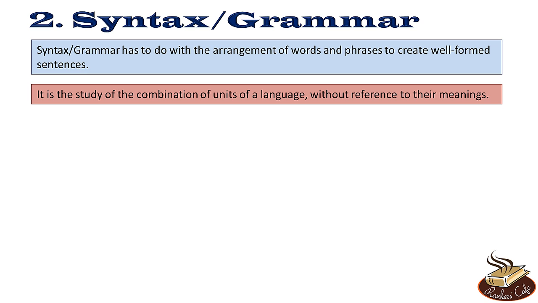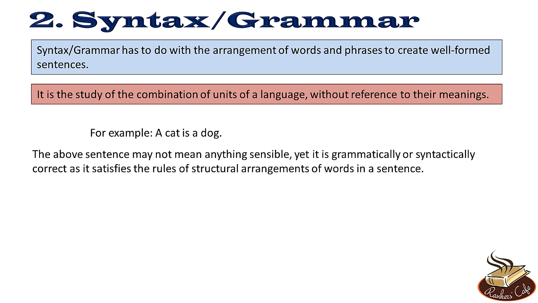It is the study of the combination of units of a language without reference to their meanings. For example, look at the sentence, "A cat is a dog." This sentence may not mean anything sensible. Obviously, a cat is not a dog. Yet, it is grammatically or syntactically correct as it satisfies the rules of structural arrangements of words in a sentence.